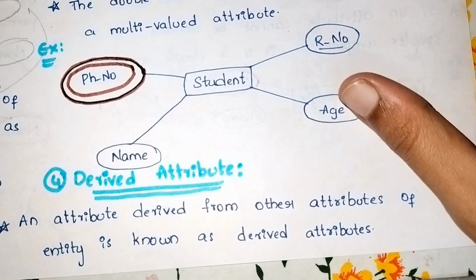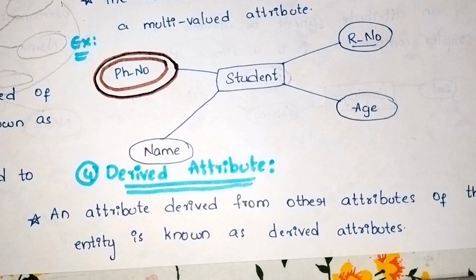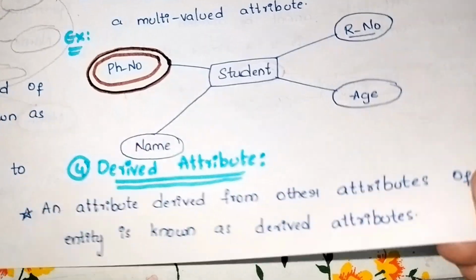And here, derived attributes. An attribute derived from another attribute of the entity is known as a derived attribute. What are these derived attributes? Derived attributes are the ones which can be further derived from sub attributes.